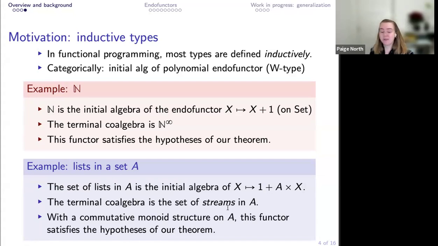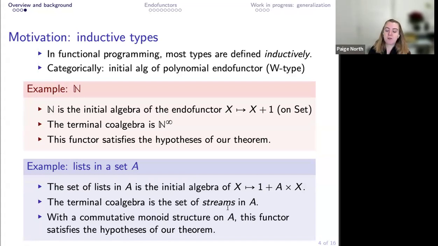So we define the natural numbers. We think about the endofunctor, usually on Set, that takes an object X to X plus 1. So the plus is the coproduct and 1 is the terminal object, the singleton. So we look at the category of algebras. We take the initial object, that's the natural numbers. And the fact that the natural numbers is the initial object of this endofunctor corresponds to the fact that the Peano axioms define the natural numbers uniquely. So that's something that's very old, going back to Peano.